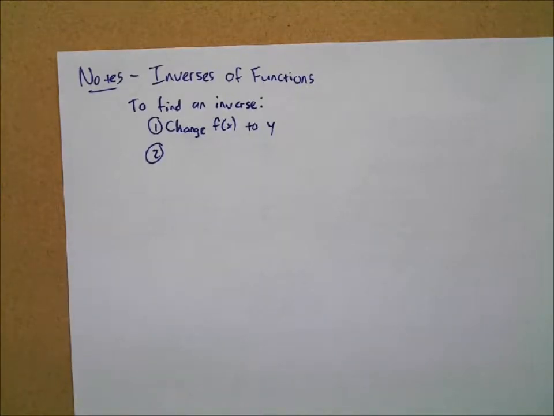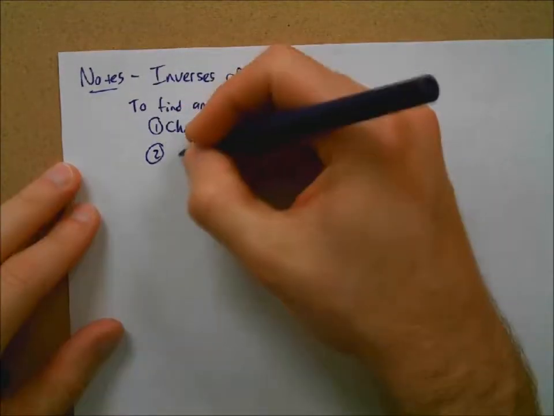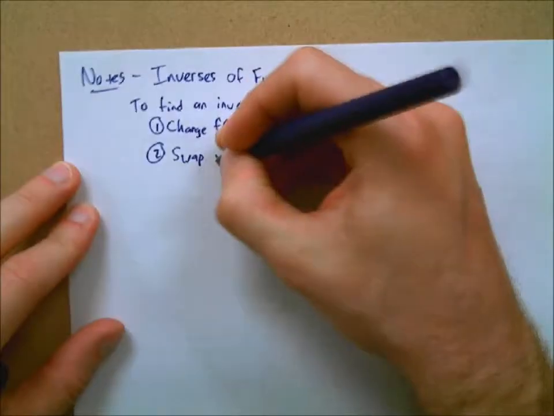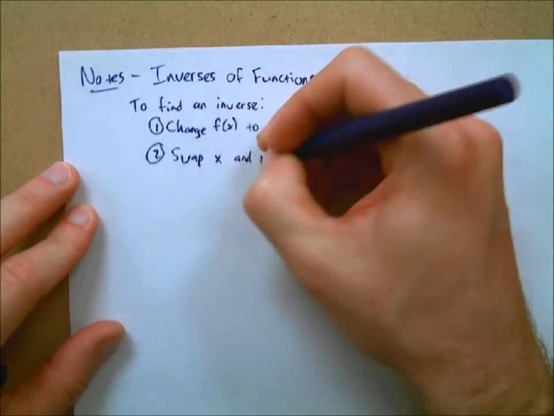And then what should we do at this point? What's our next step? Once we change that f of x to y, what do we do with our variables? Switch them, right? Swap them. So we'll swap the x and y. Very good. And now the x and y's are swapped.